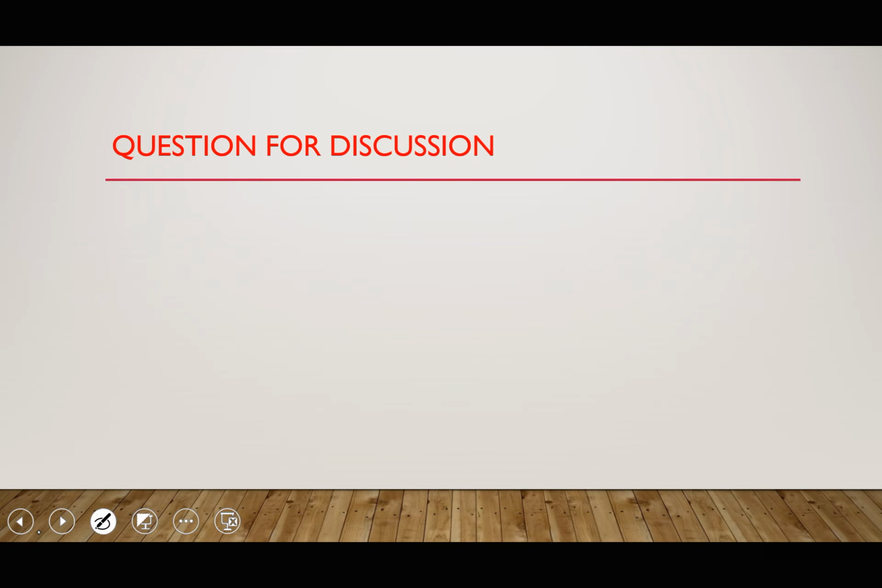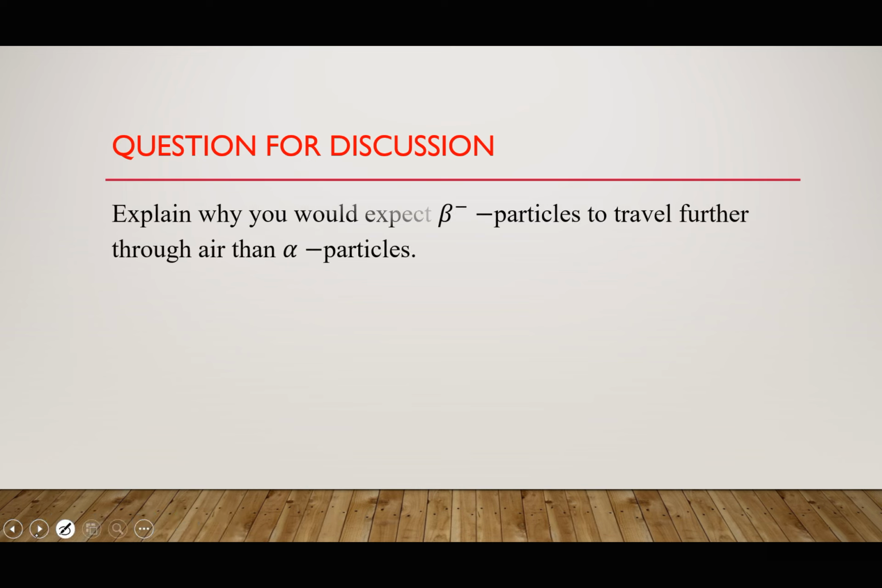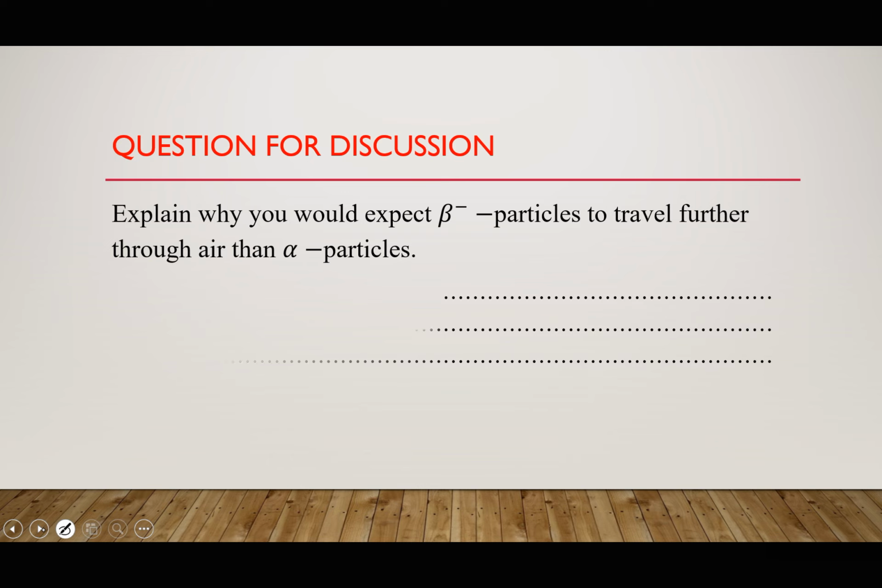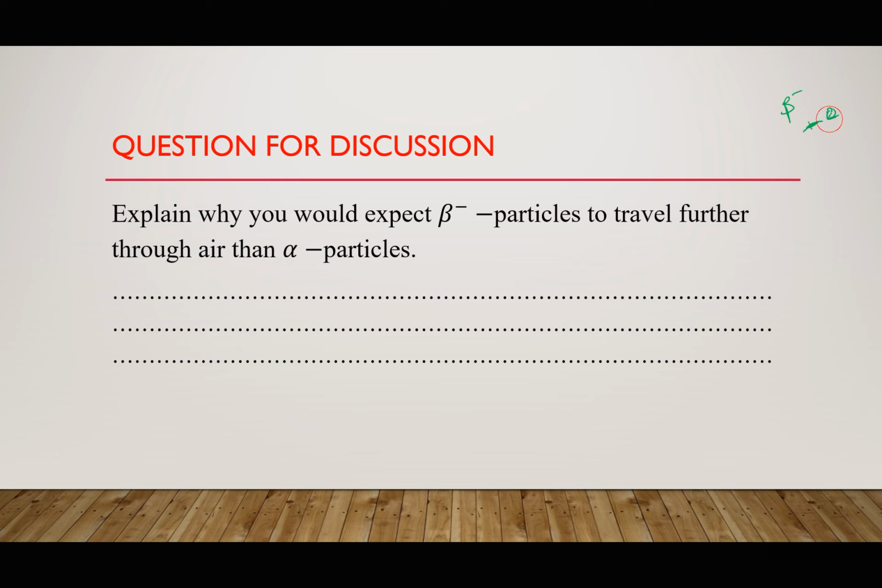This is a question I expect you to think about. Explain why you would expect beta minus particles to travel farther through air than alpha particles. To give you a hint, you should think about ionization. One, ionization depends on charge. Beta minus particles have a charge of negative e.